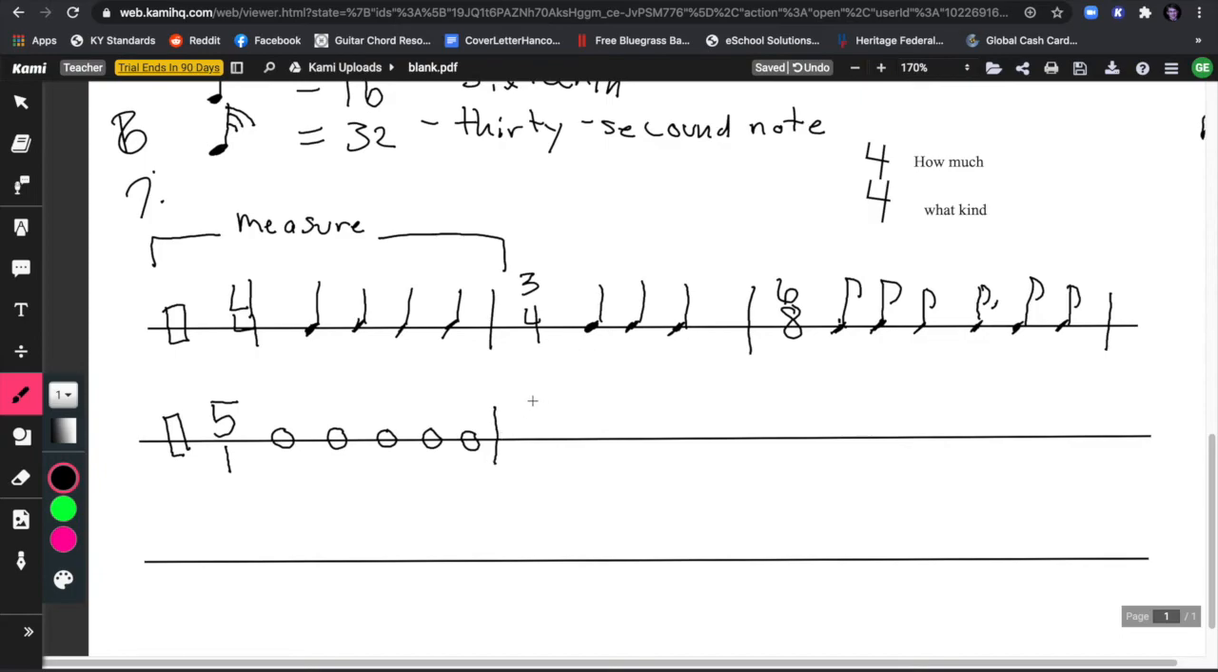Move on to a different meter here for practice, and we'll do 2, 2. Let you think about that for a second. So, what kind, how many? I messed that up, my bad. How many, what kind? What kind is 2, half note? How many, 2? So 2 half notes. Complete this.